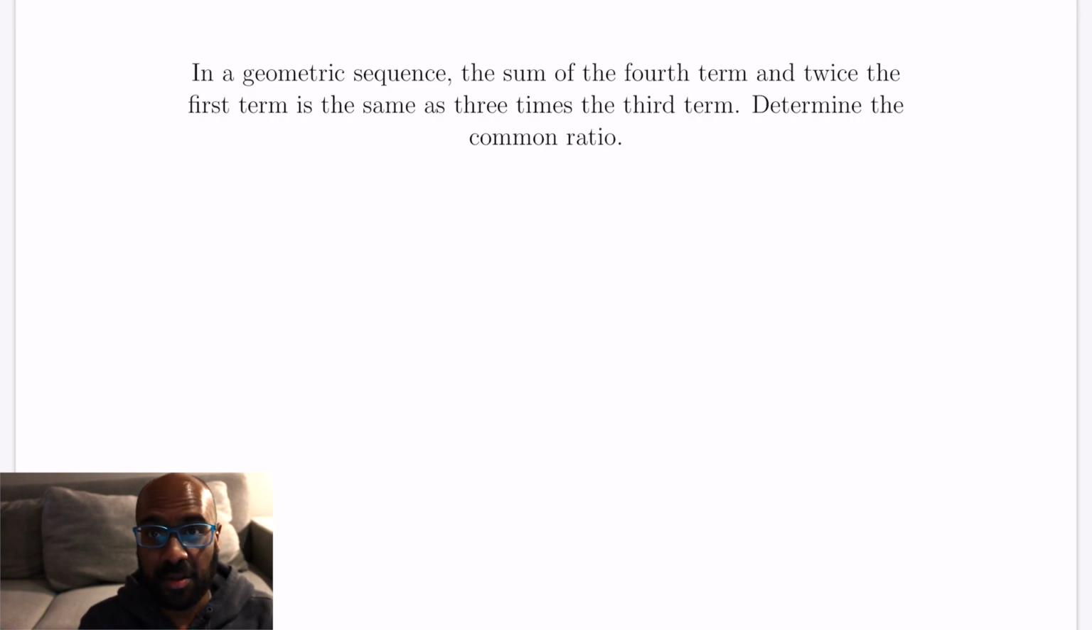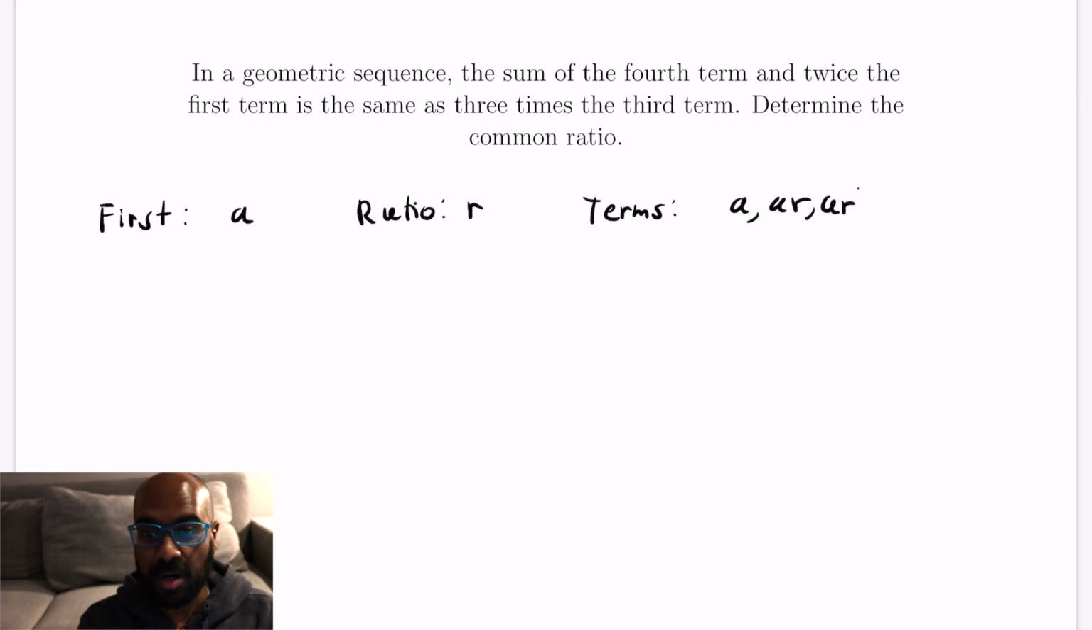Now, this is less standard than the direct cubic that we had before, but if we write things down very methodically, we'll be able to see that we can change this into a cubic equation. So let's let a be the first term, and let's say this geometric sequence has a common ratio of r. Now, from how geometric sequences work, the first term is a, then the next one is ar, r times the previous one, then the next one is r times that, so we get ar squared, and then ar cubed is our fourth term.